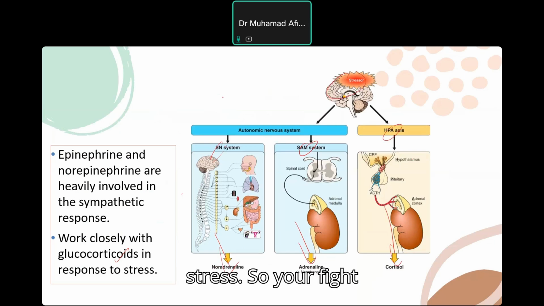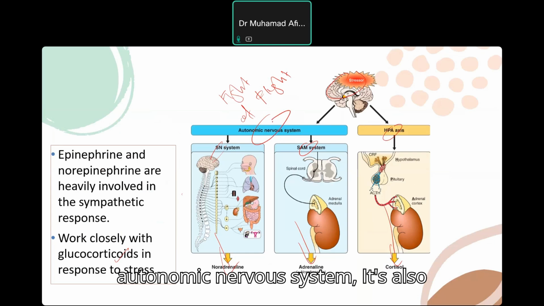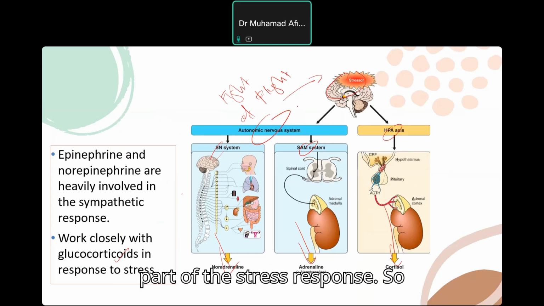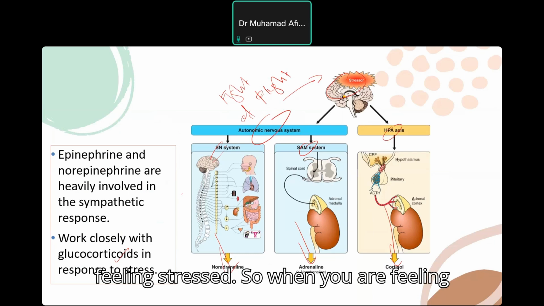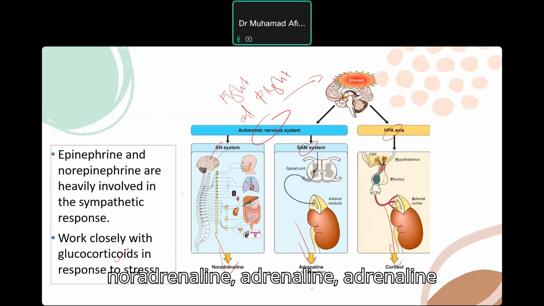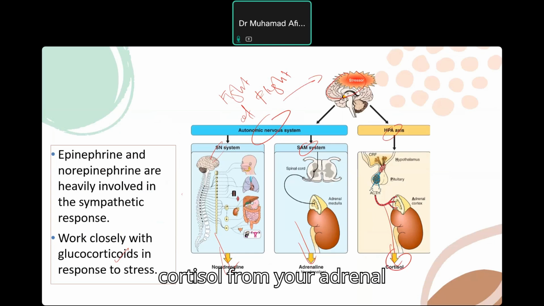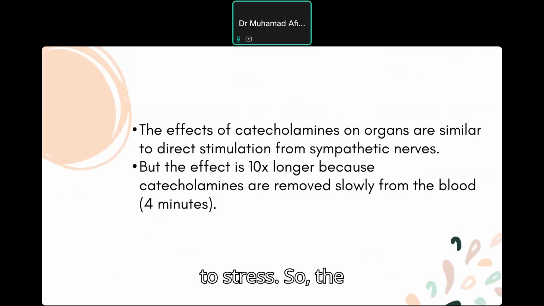So your fight or flight mechanism, which is synonymous with your autonomic nervous system, is also part of the stress response. When you fight or flight, naturally you are feeling stress. When you are feeling stress, you have adrenaline and noradrenaline from the adrenal medulla, and also the cortisol from your adrenal cortex. So this is the overall hormone response to stress.